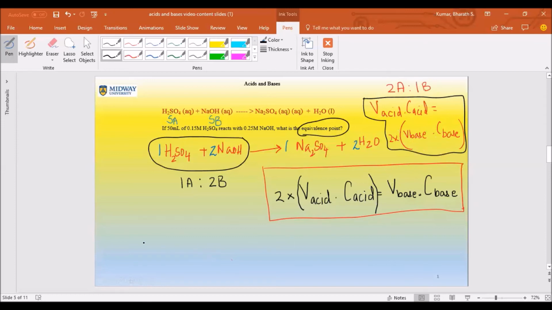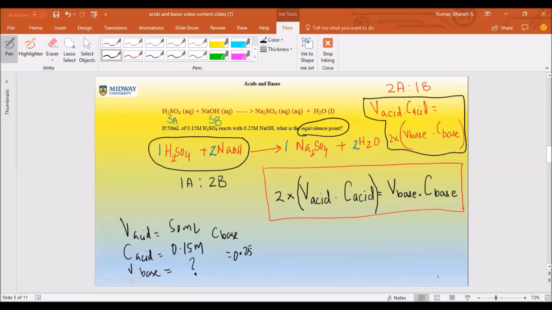Let's say we got volume of acid is 50, because that's what's tagged to the sulfuric acid, and sulfuric acid is acid because I just said sulfuric acid is acid, right? And concentration of acid is 0.15 molar. Volume of base, well, as I said, equivalence point typically refers to volume. In this case, because the volume of acid is provided, it's got to be the base that we need to solve, and concentration of base is given to you as 0.25.